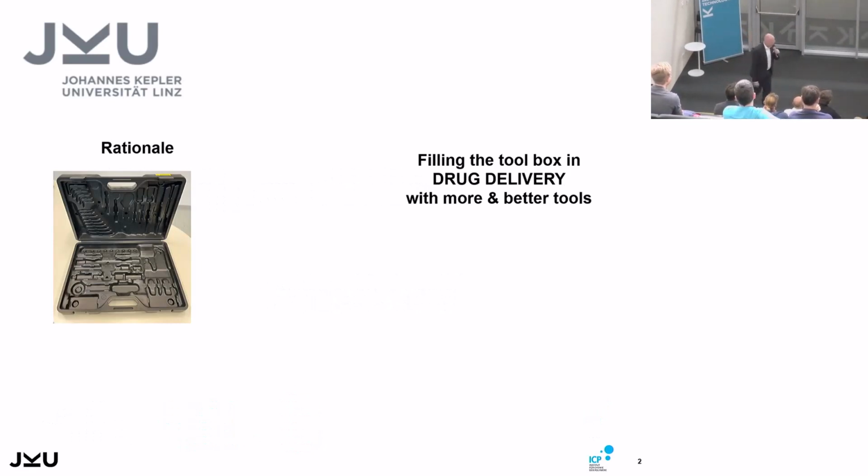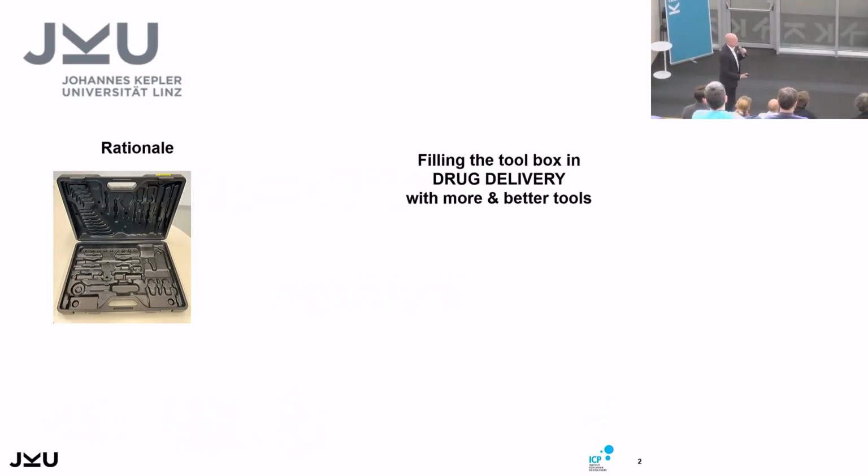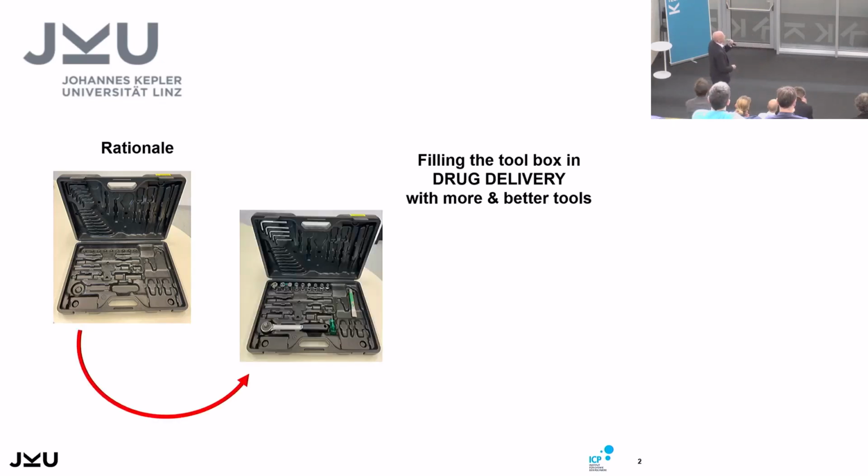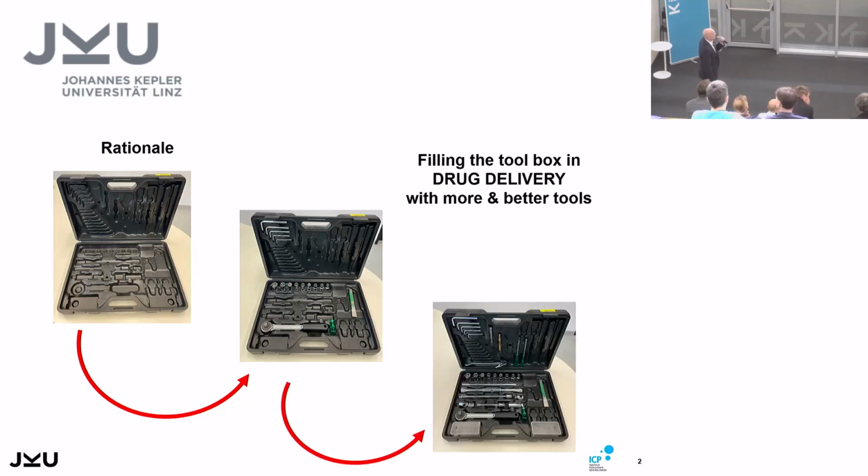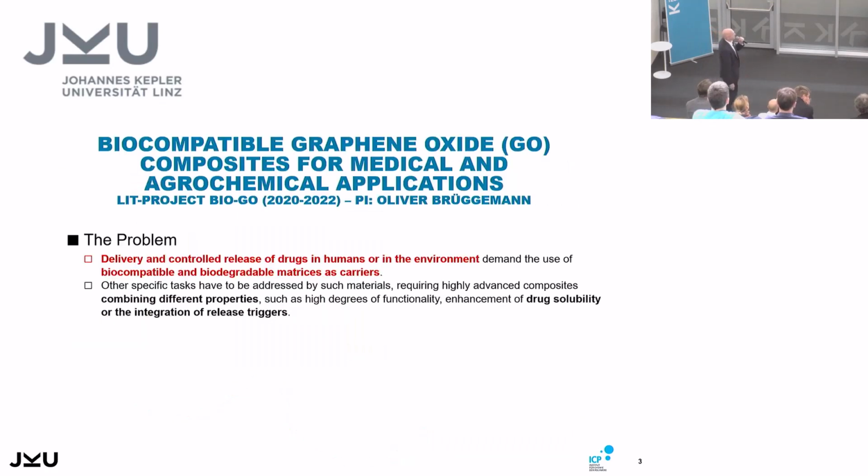So the first question is, why do we use graphene oxide actually? The rationale is to design more tools for drug delivery. So that's the idea. The box is still not full. Drug delivery in terms of cancer treatment, in terms of agrochemical applications. We have tools, but the toolbox is definitely not filled. And the idea is to fill it with more and better tools. That's the rationale behind that.